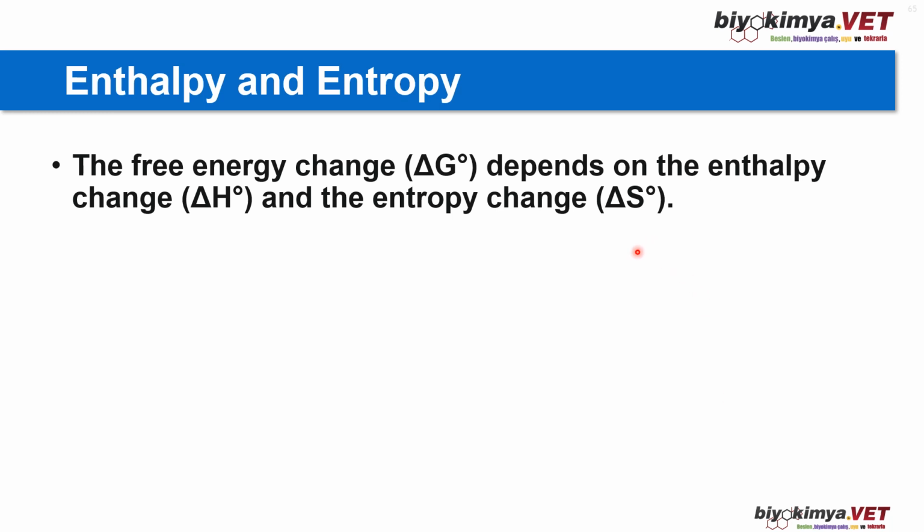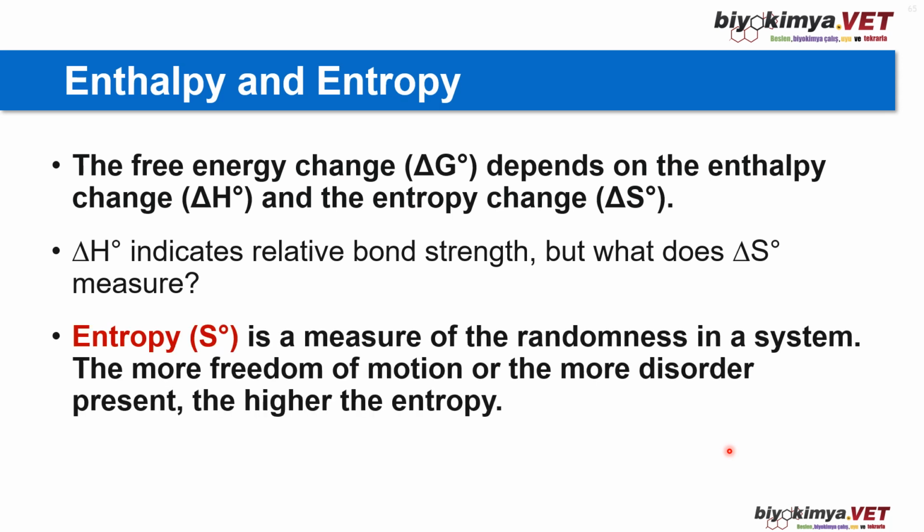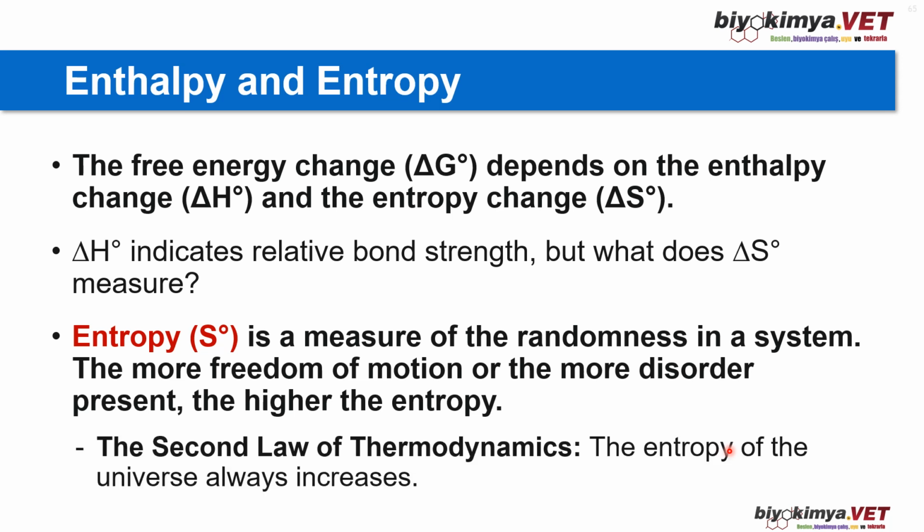And entropy is indicated with S. So enthalpy change indicates relative bond strength. But what does entropy change measure? Entropy is a measure of the randomness in a system. The more freedom of motion or the more disorder present, the higher the entropy. And here the second law of thermodynamics welcomes you. The entropy of the universe always increases.